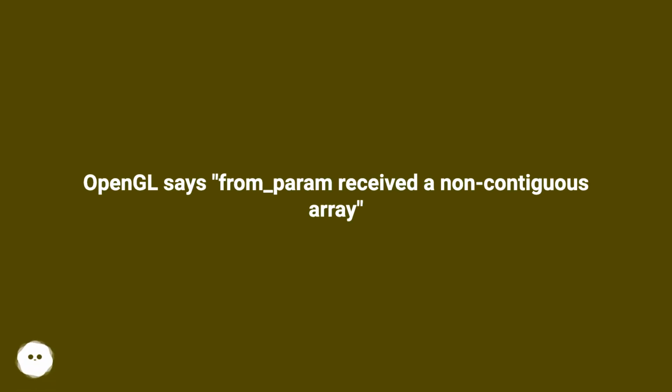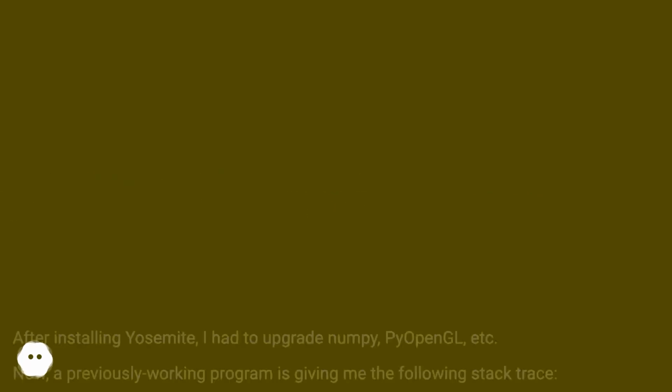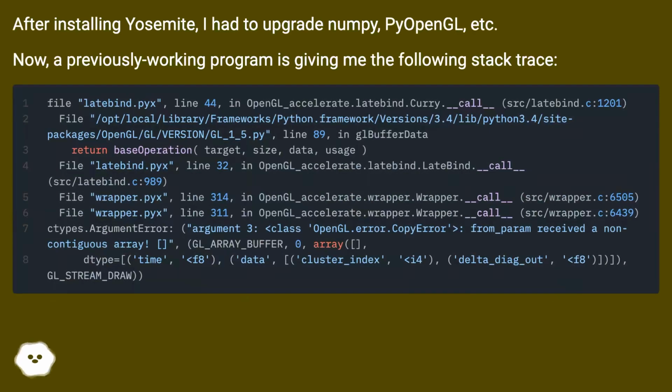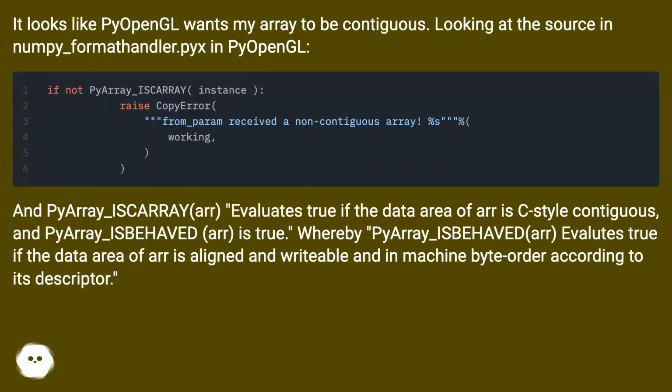OpenGL says from_param received a non-contiguous array. After installing Yosemite, I had to upgrade numpy, pyopengl, etc. Now, a previously working program is giving me the following stack trace. It looks like pyopengl wants my array to be contiguous.